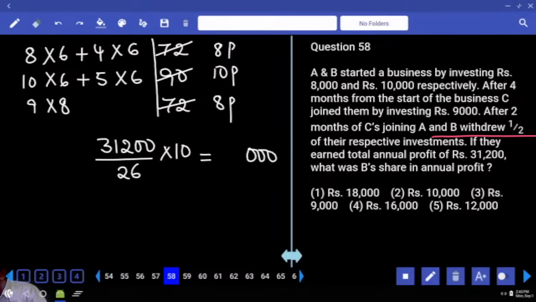Exactly 3 zeros. 6 into which number ends with 2? Either 2. So answer should end with 2,000 or 7,000. Only one option. Got it?